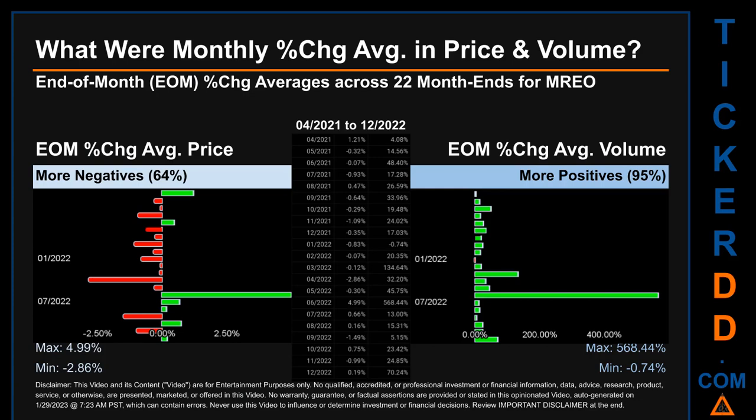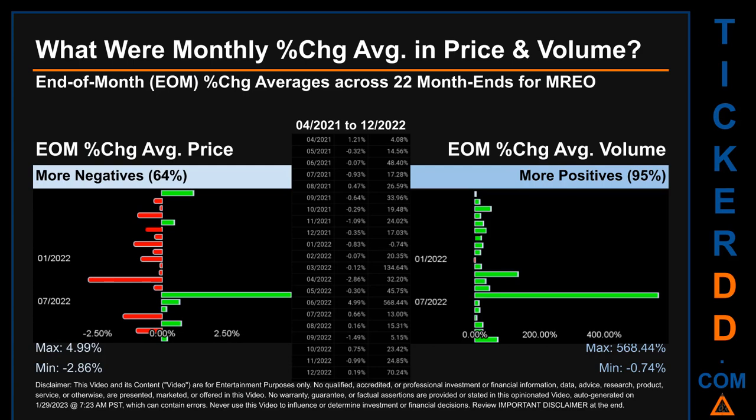From 04/2021 to 12/2020, out of 22 month ends, 14 had a negative percentage change in average price. Meaning 64% of month ends saw a negative percentage change in average price. In terms of volume, 21 out of 22 month ends had a positive percentage change. That is 95% of month ends saw a positive percentage change in average volume.